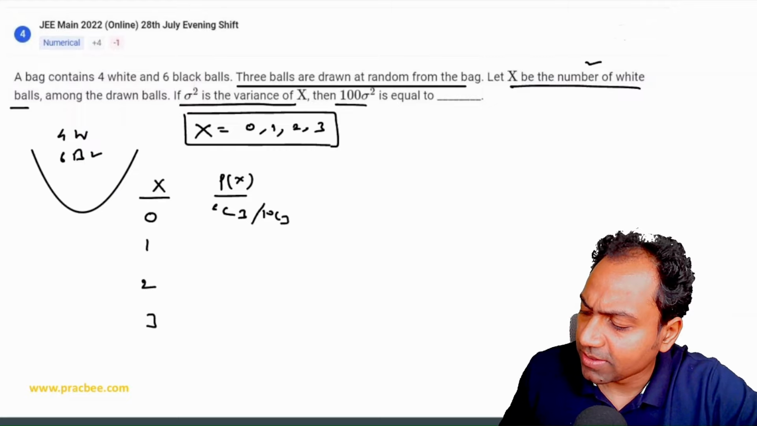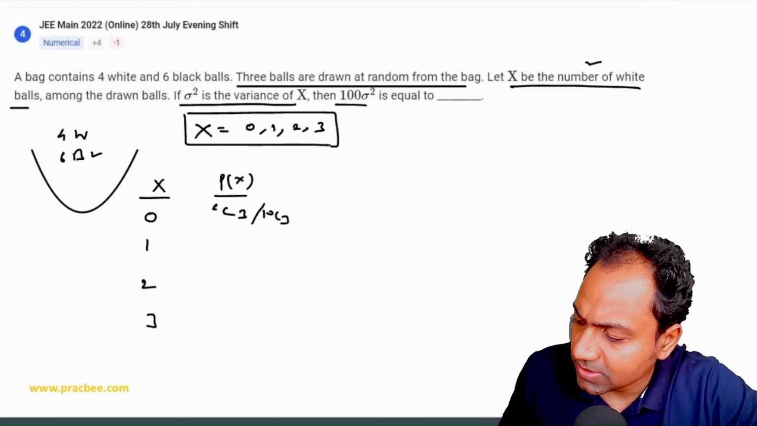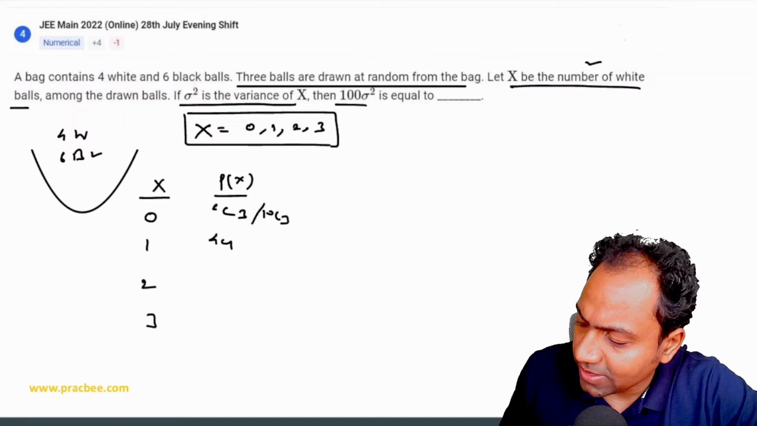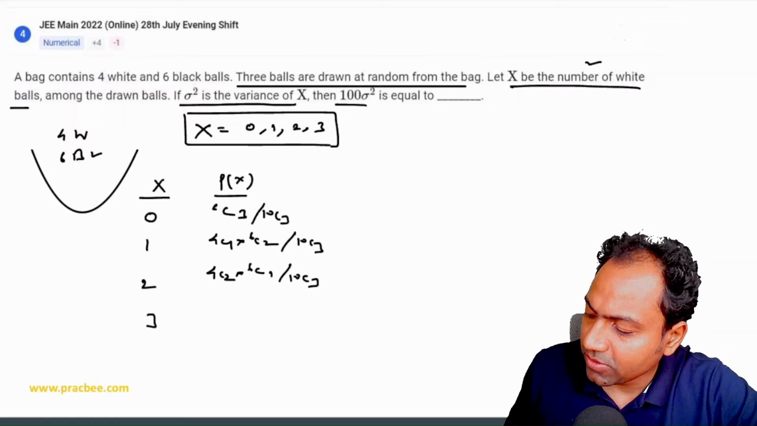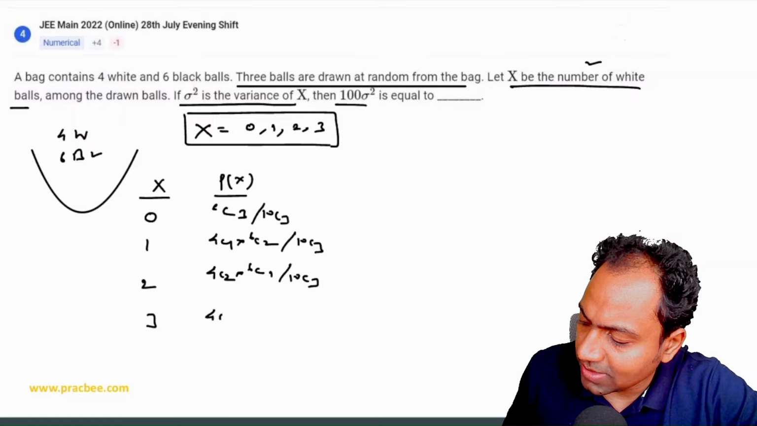For the second one, if I want 1 white ball, out of 4 I will select 1 and out of 6 I will select 2, divided by 10c3. For the next part, out of 4 I will select 2 and out of 6 I will select 1, by 10c3. And for the last part, out of 4 I will select 3, divided by 10c3.